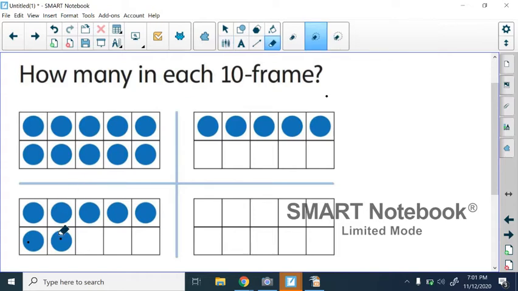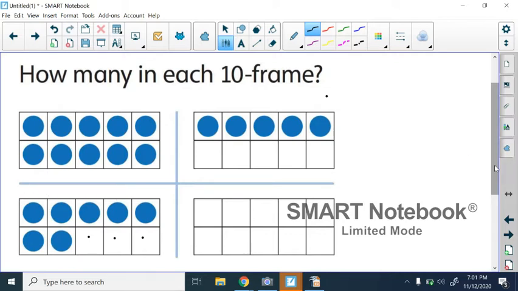I also noticed that there are 3 boxes that do not have counters. So I counted backwards from 10. 9, 8, 7. So there's a couple different ways that you might have been able to figure out that there are 7.